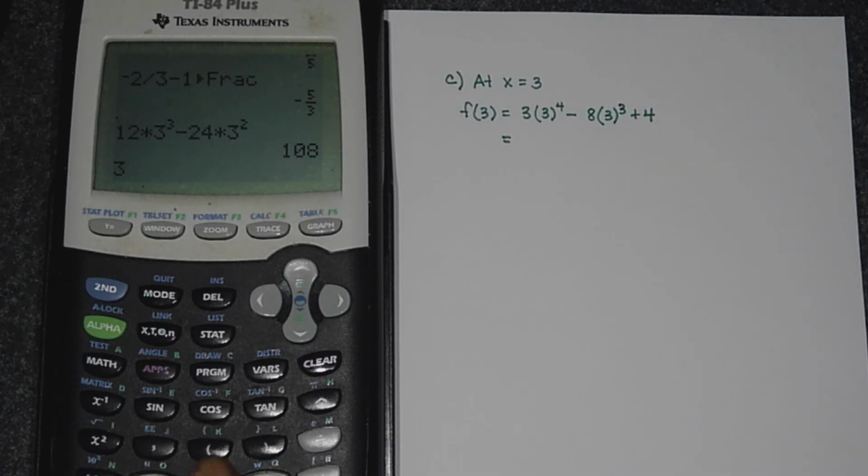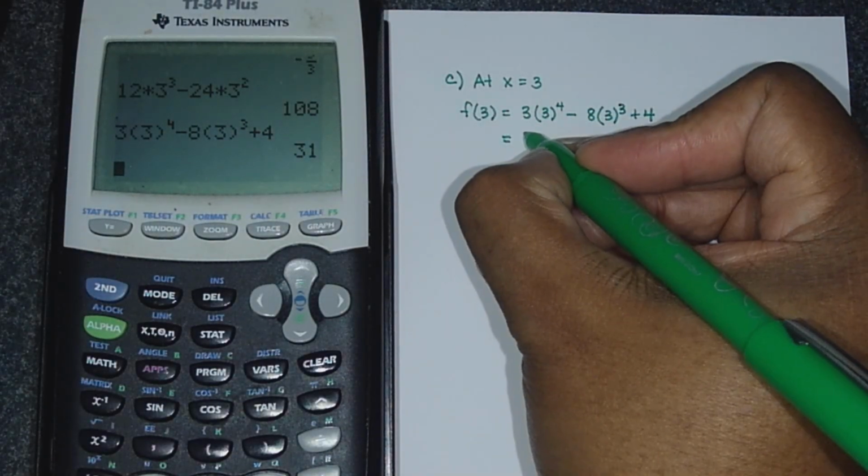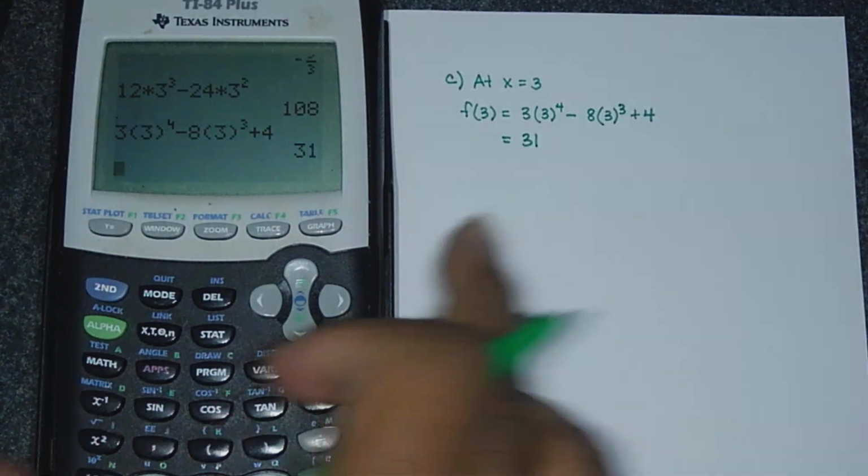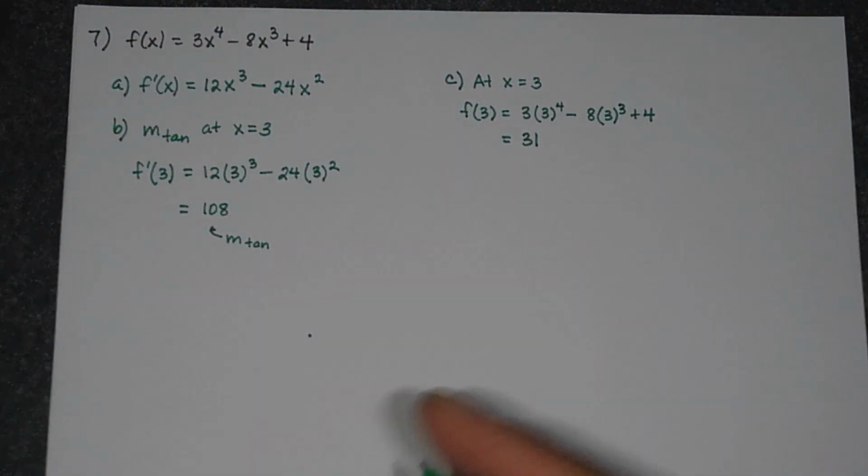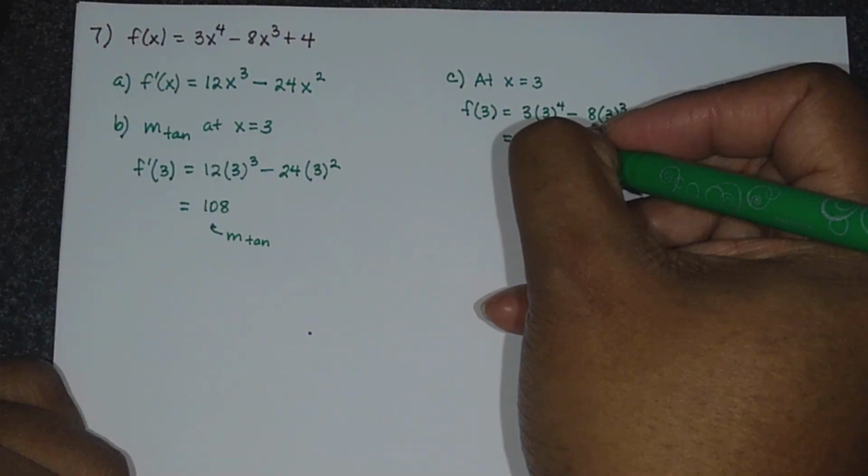I'm going to do 3, and then left parentheses 3, close parentheses. That will be to the fourth. Right arrow to get out of it. Minus 8, left parentheses 3, close parentheses. Then the hat key for the exponent, and then 3. Right arrow to get out of it, plus 4. That would give me 31. So my ordered pair would be 3 and 31.